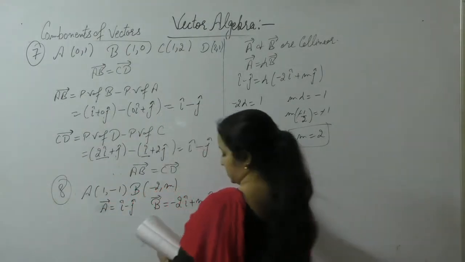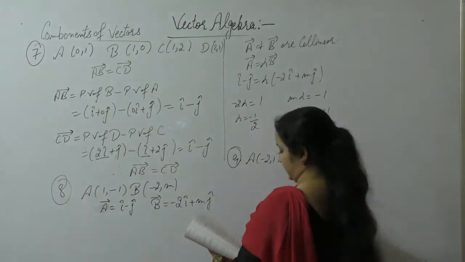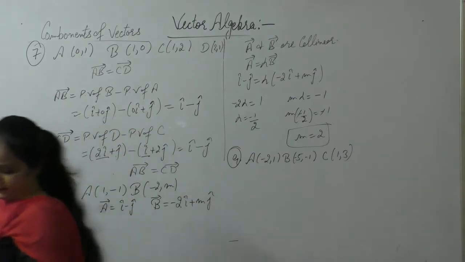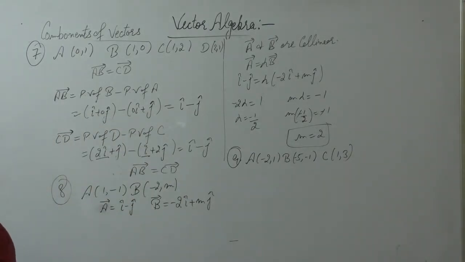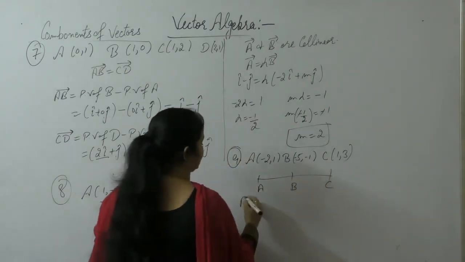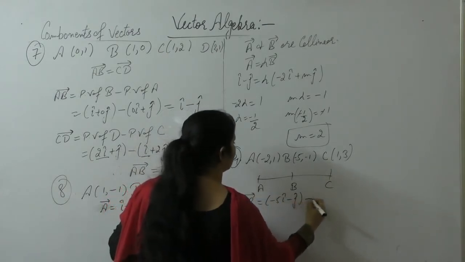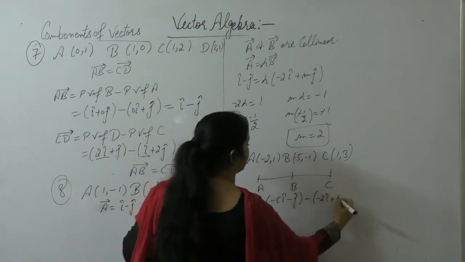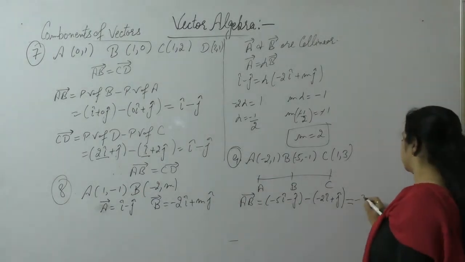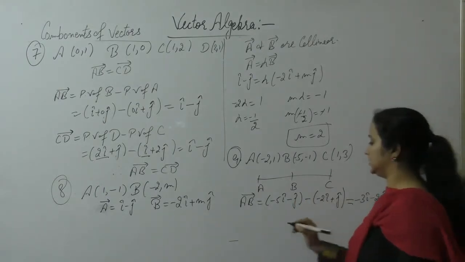Next one. Using vectors show that the points A (minus 2, 1), B (minus 5, minus 1), C (1, 3) are collinear. A, B, C are collinear, that is, they are on the same line. First find AB vector, the position vector of B minus the position vector of A. After subtracting, minus 5 minus minus 2, and minus j minus 2j cap.